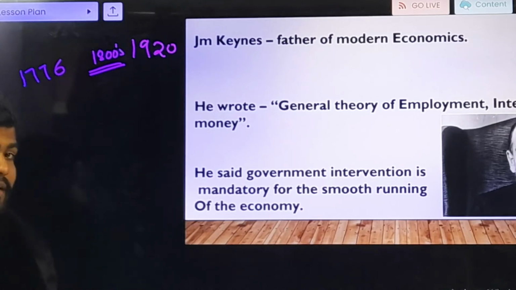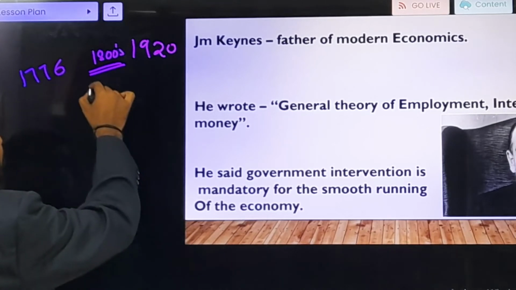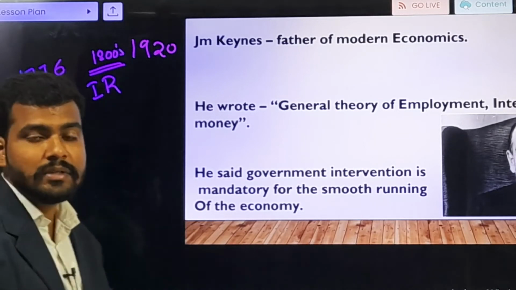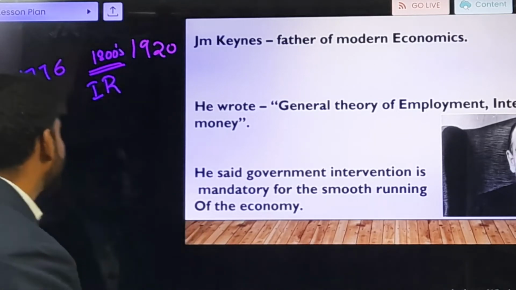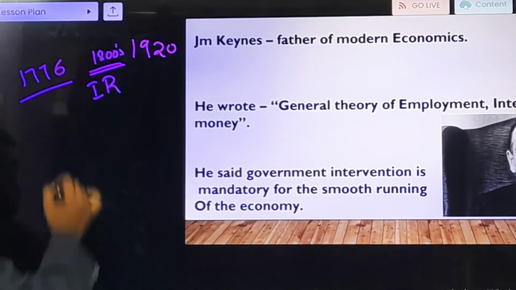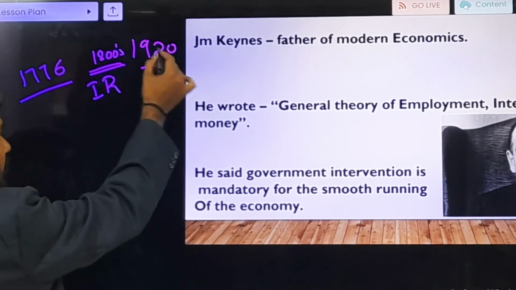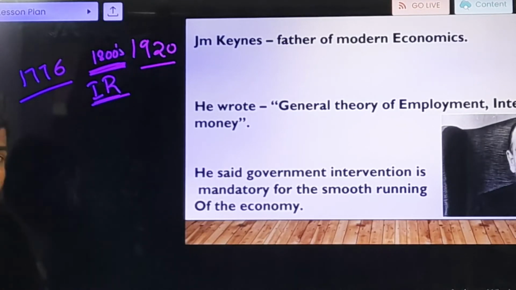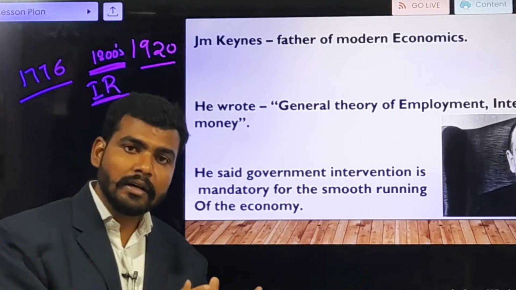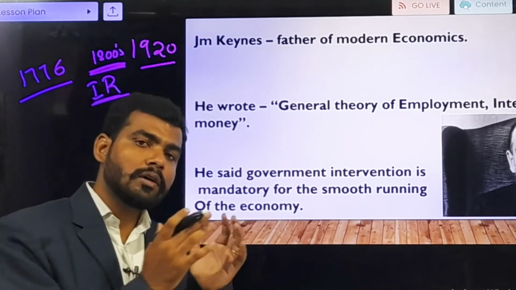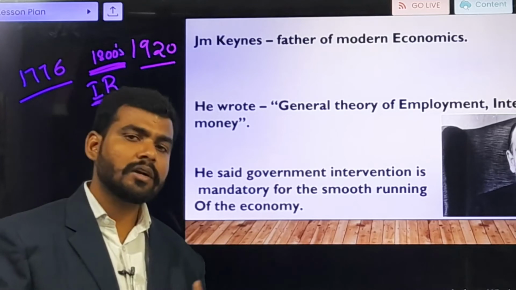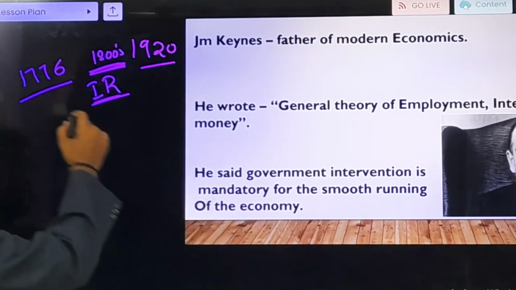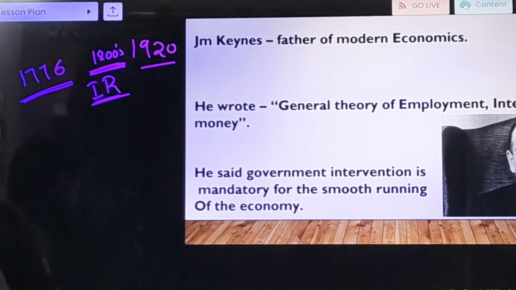In this 1800s you need to understand that industrial revolution. Industrial revolution was started in England. See, he proposed his theory in 1776 and we are talking about 1920. In between there is 1800s. In 1800s industrial revolution came in England. With the coming of industrial revolution, lot of industries came into force. Lot of new industries, చాలా కొత్త industries అనేది రావడం జరిగింది.